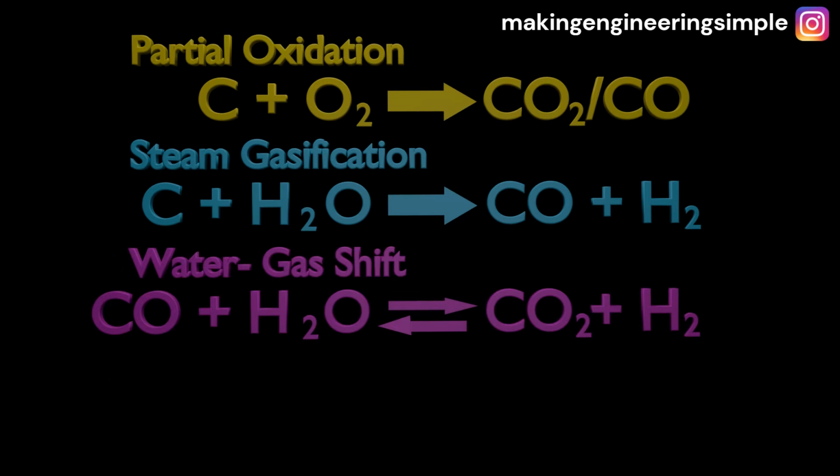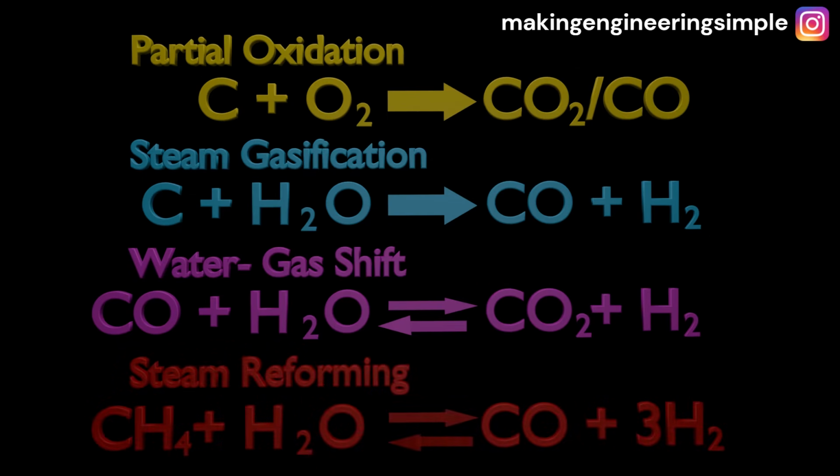The water-gas shift reaction happens in the gas phase. Carbon monoxide reacts with steam to form carbon dioxide and additional hydrogen. This reaction is reversible, meaning it can go in either direction depending on temperature and steam content. It's especially important when we want to increase hydrogen production or adjust the hydrogen to carbon monoxide ratio of the syngas.